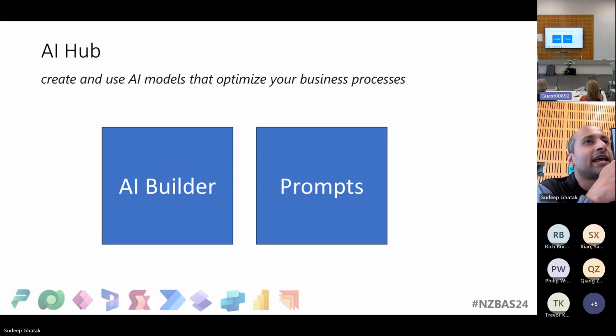With AI Hub, what they have now done is it still has those models that AI Builder had, which were more traditional AI models. But then with OpenAI, there are now newer models that leverage GPT, the large language models.